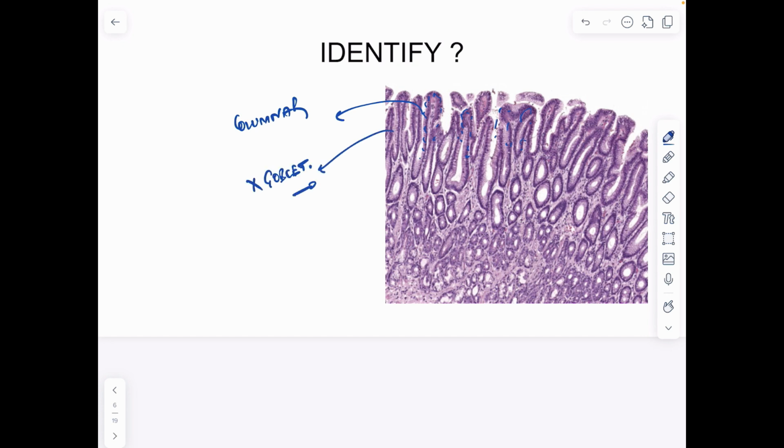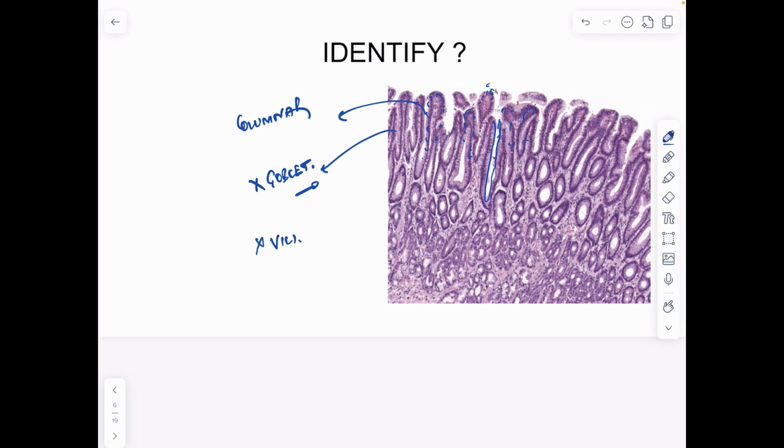Apart from this, these gastric pits, as you can see, these are the pits which are invaginations of the epithelium into the lamina propria, and there are no villi also, unlike the intestine. In case of intestines, small intestines in particular, there is a presence of villi, but there are no villi in this slide.